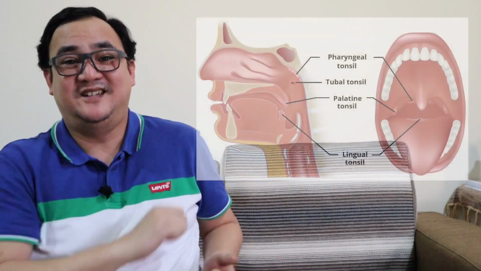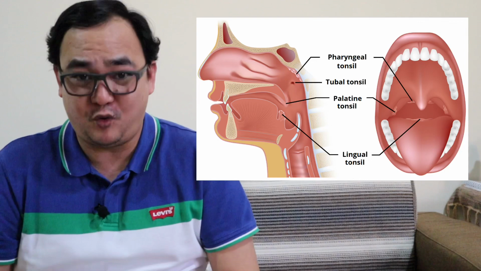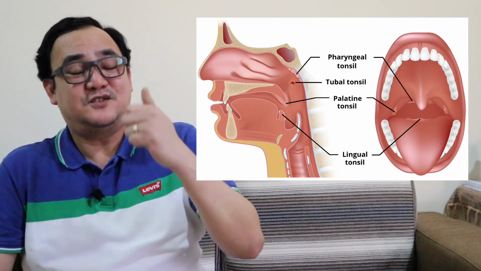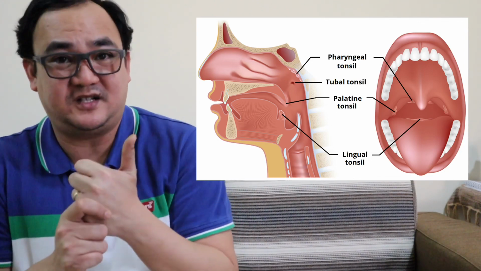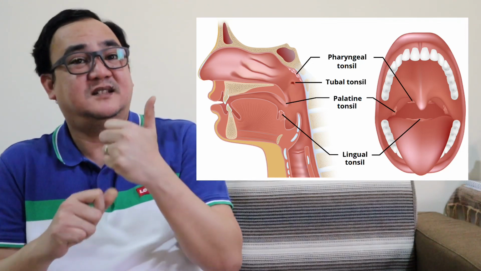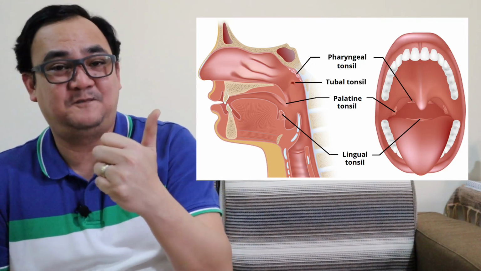Let us now discuss the types of tonsils. Basically, there are 4 types of tonsils. I'm going to post it just beside me, so that we can get through it one by one. So the first one are the pharyngeal tonsils, or the adenoids. They reside just behind your nose.